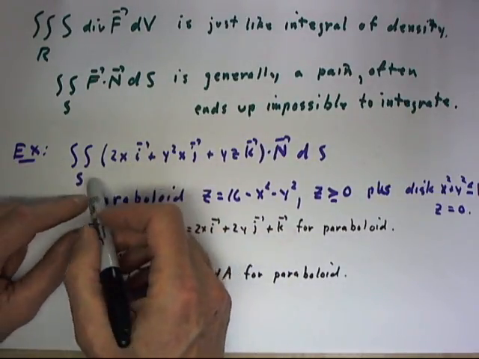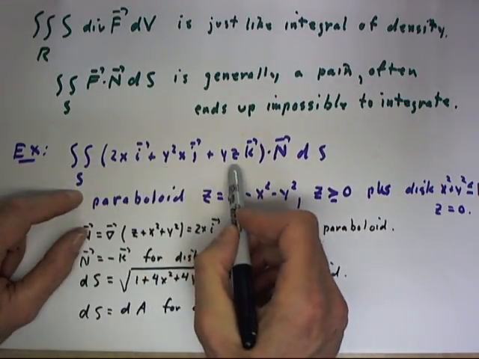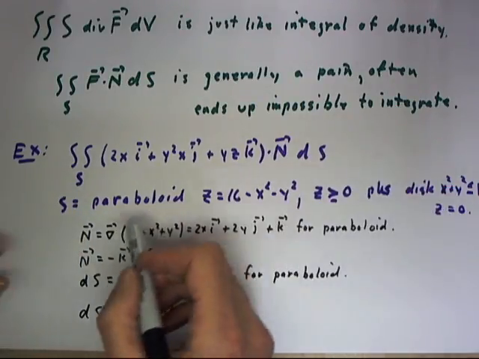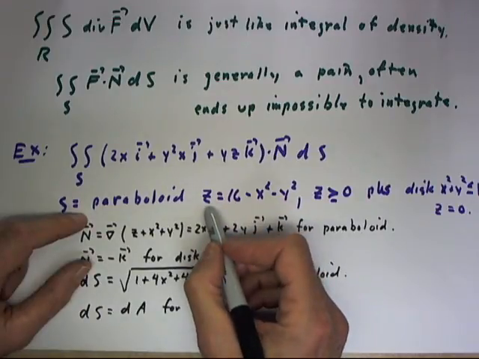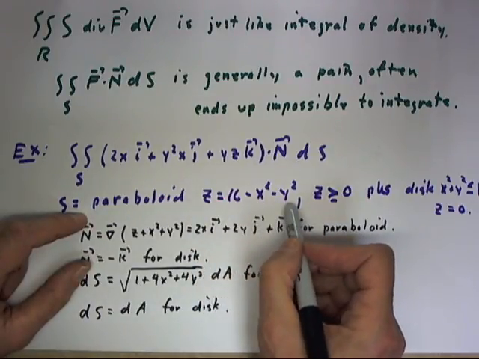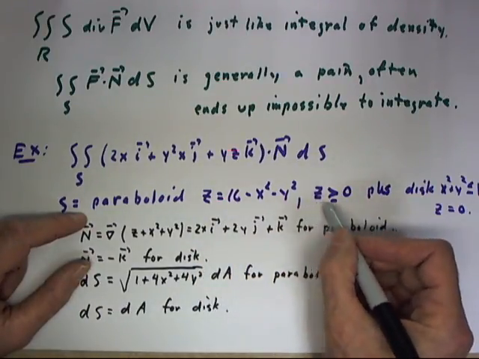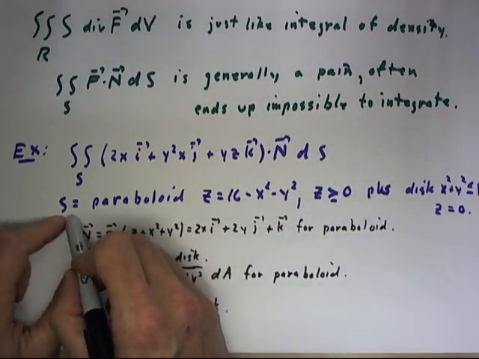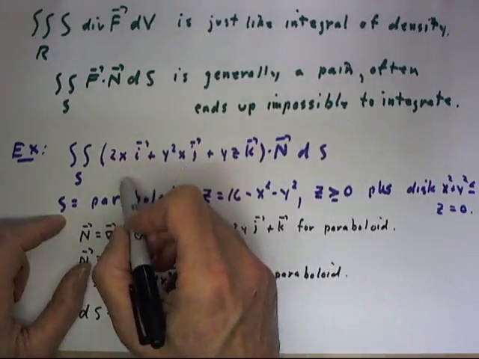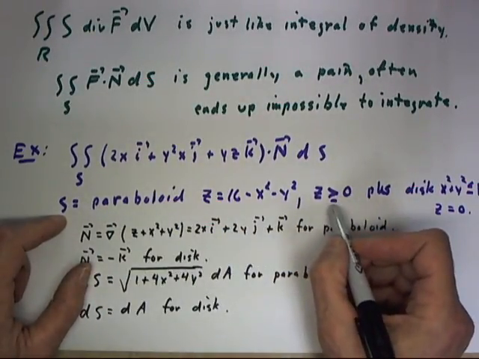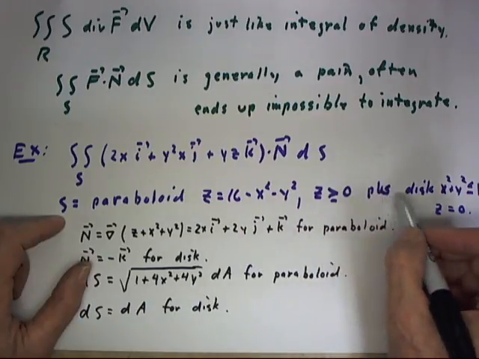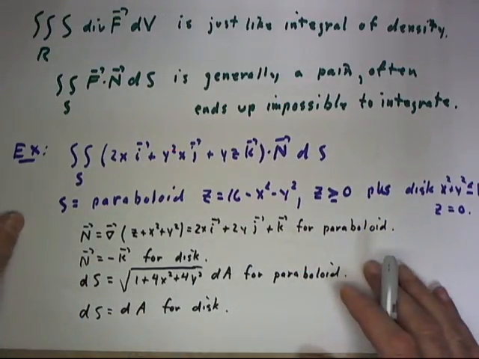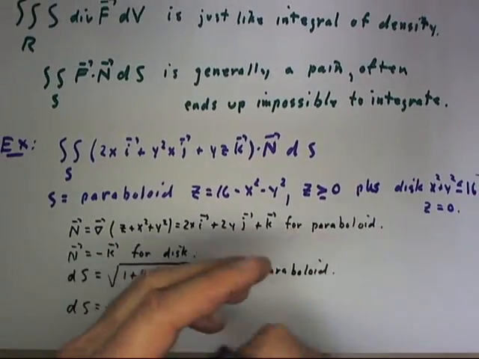Let's take an example. The integral over the surface of this function dotted with n over the surface, where S is the paraboloid z equals 16 minus x squared minus y squared, with z greater than or equal to 0, plus, remember, the surface has to be closed in order to apply the divergence theorem. So we're going to also have to take the disk x squared plus y squared less than or equal to 16, where z equals 0.